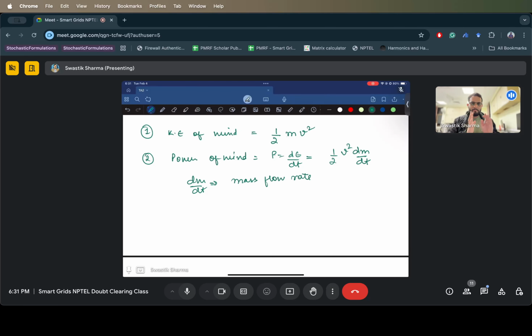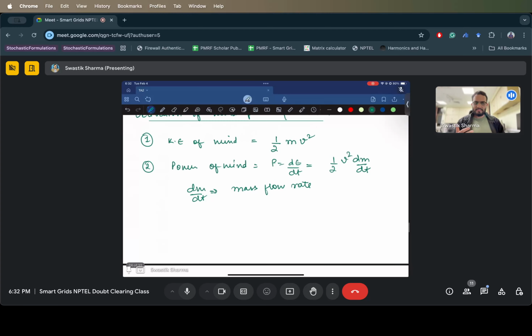Right? This is nothing but mass flow rate. You don't have to think, okay, what did you say, brother? My weight is 80 kg, and I can derive it with time? No, no, it's not like that. It's mass flow rate. Mass is a different thing.